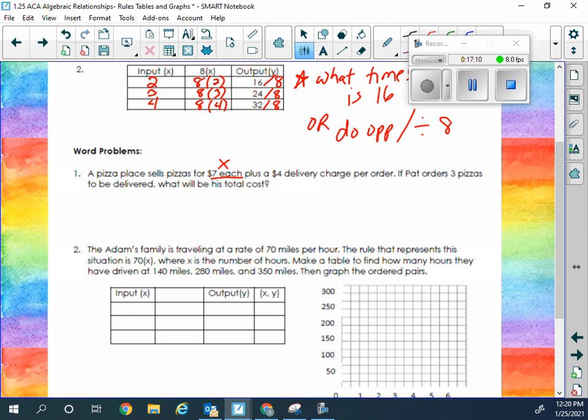Plus, what does that sound like? Addition. A $4 delivery charge per order. Now, I know we said per earlier is a good multiplication word, but it's per order. So during an order, how many times is that going to happen? Right, it only happens once.